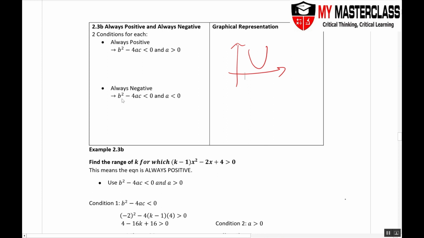Always negative, take note, your b squared minus 4ac is also less than 0. But in this case, your a is less than 0, which means it will be a sad face.